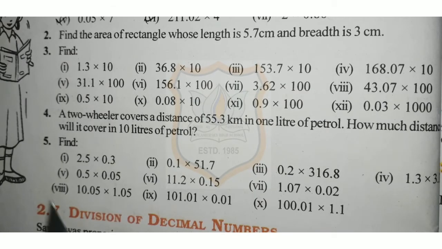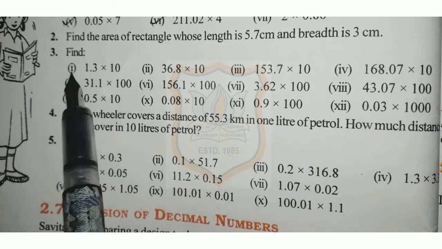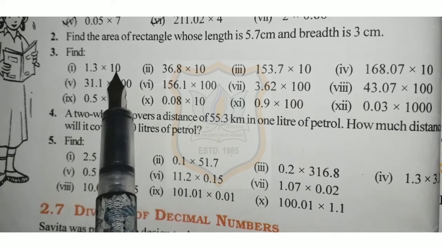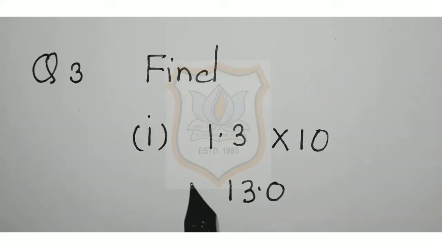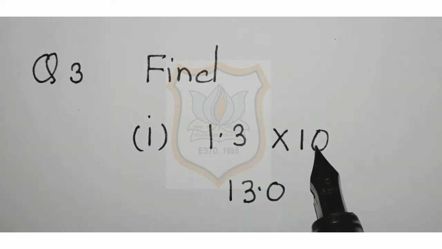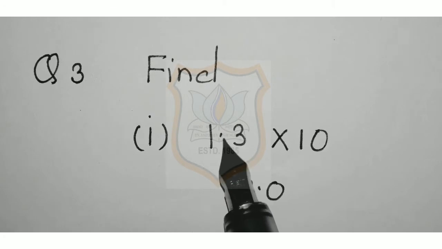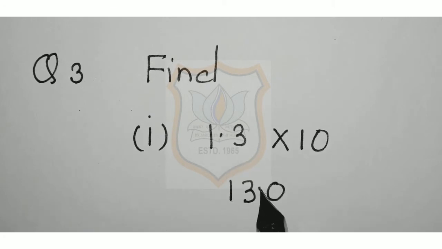Now we will solve question number 3 of exercise 2.6 and that is find. First part is 1.3 multiplied by 10. So let's solve first part of question number 3 and that is 1.3 multiplied by 10. 1.3 multiplied by 10 is equal to 130. Just put 0 behind 1 and 3, that is 13. After 13, just put 0 behind it. In 1.3, decimal is after 1 digit, that is after 3. So in answer, it will come after 0, that is after 1 digit here. So our answer will be 13.0.